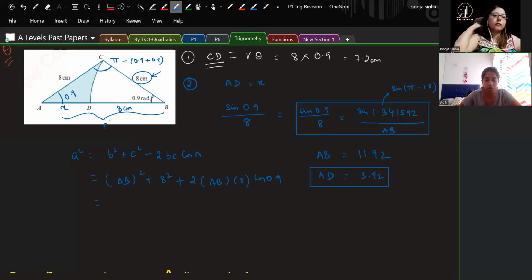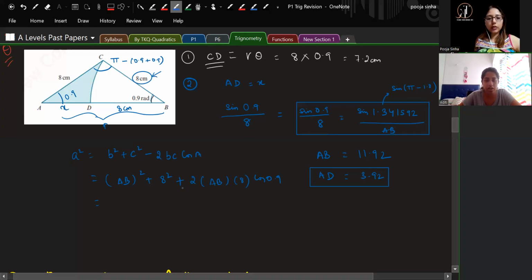Why would you do plus? Should it be minus in this case? Oh, sorry. Yes, it should be minus. So that will be minus 16 AB into cos 0.9. Just give me a moment.